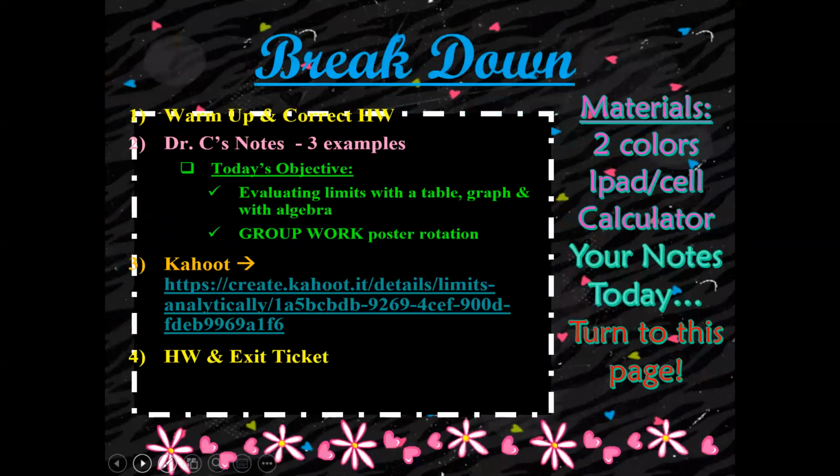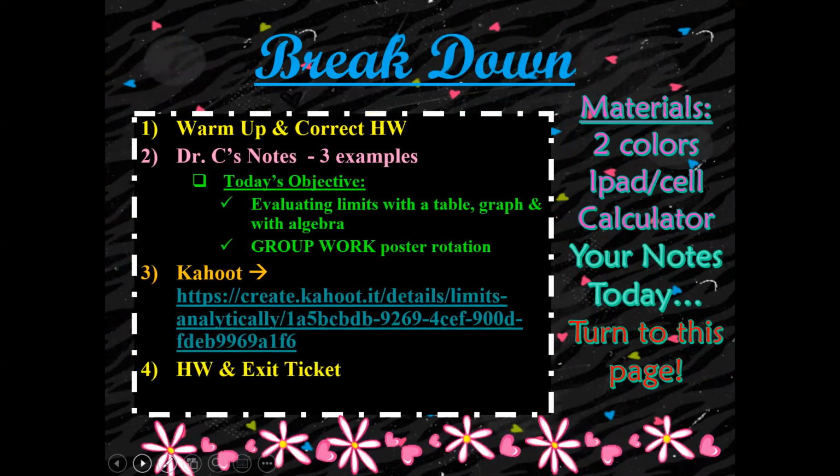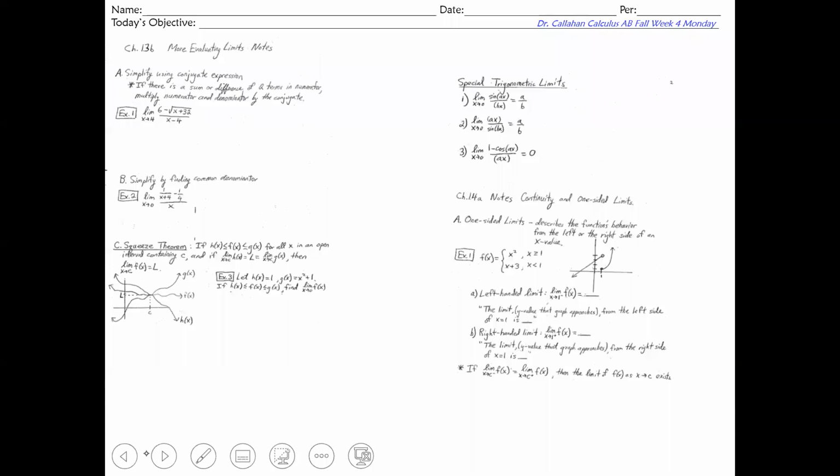Okay, so let's take a look at the breakdown. Today, we're going to go over 3 different examples in class. We're going to be evaluating limits with a table, a graph, and with algebra, specifically just algebra, because we're already done with tables and graphs. And then I'm going to have you do a poster rotation, although you'll probably do the poster rotation with practice problems over the YouTube video, and you'll probably do it by yourself, since we have to socially distance with each other.